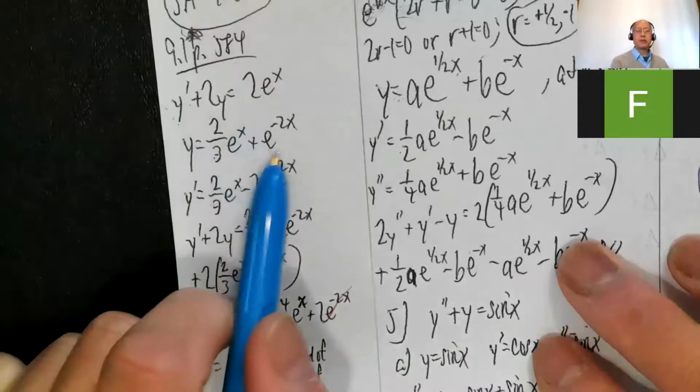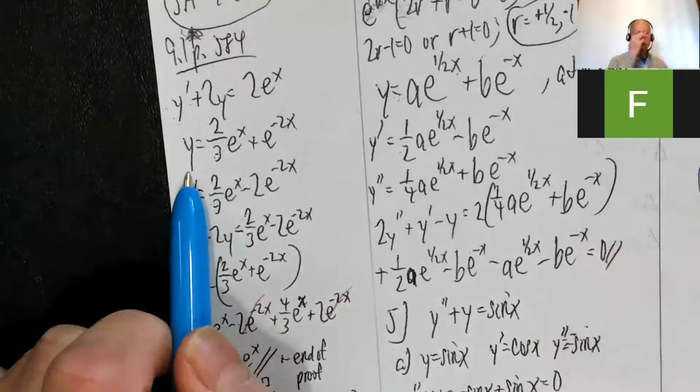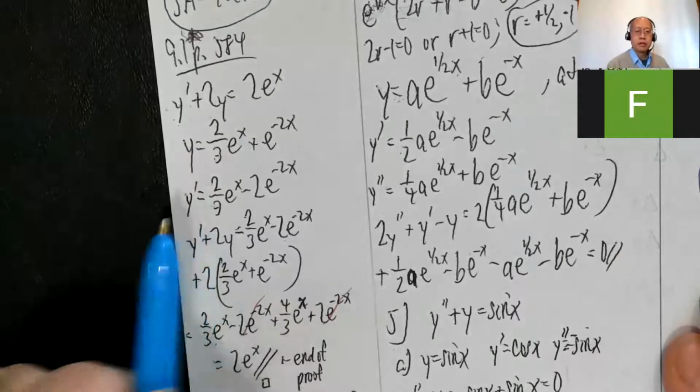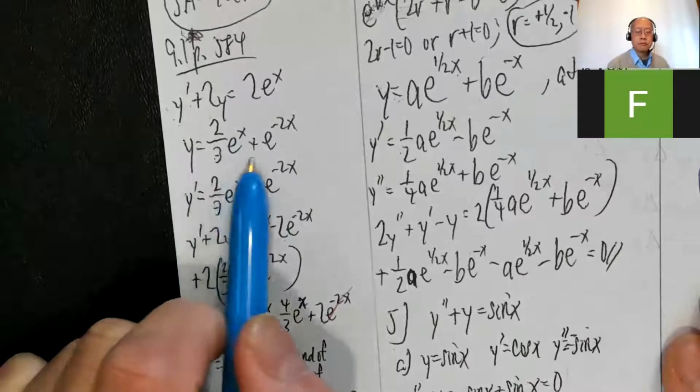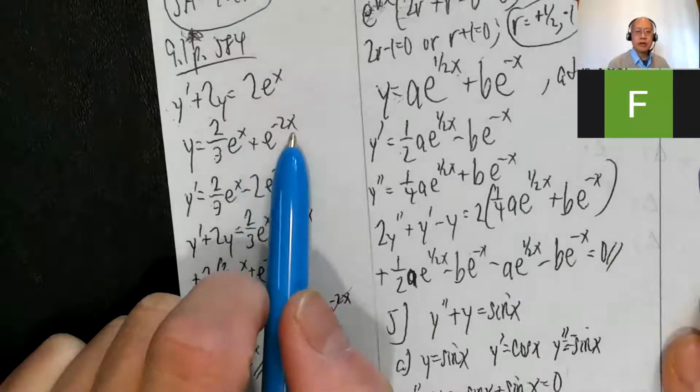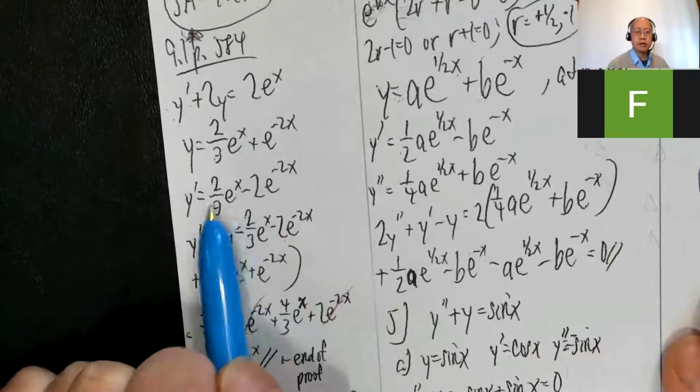Okay. So here we go. y prime plus 2y equals 2e to the x. Here's the proposed solution. So I just work it out. What is y prime? So the derivative is 2/3 e to the x plus e to the negative 2x times negative 2 by the chain rule, right?